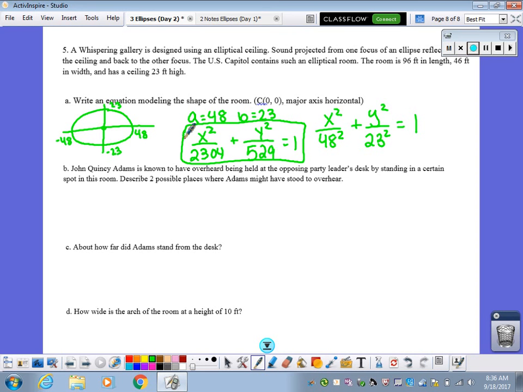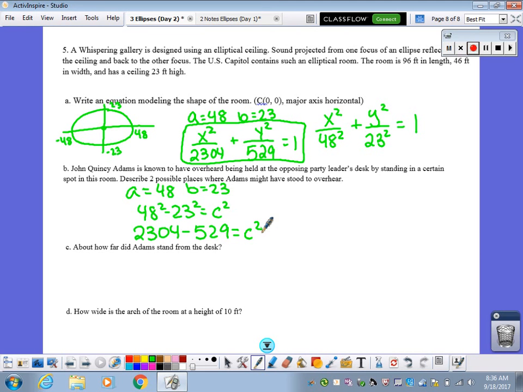Next part. John Quincy Adams is known to have overheard conversations held at the opposing party leader's desk by standing in a certain spot in this room. Describe 2 possible places where Adams might have stood to overhear. So essentially what that is asking us to do now is to find where our foci would be. To find our foci, we know that our A is equal to 48, our B is equal to 23. So now we know 48 squared minus 23 squared is going to equal our C squared. 48 squared we know is 2,304 minus 529 is equal to C squared.